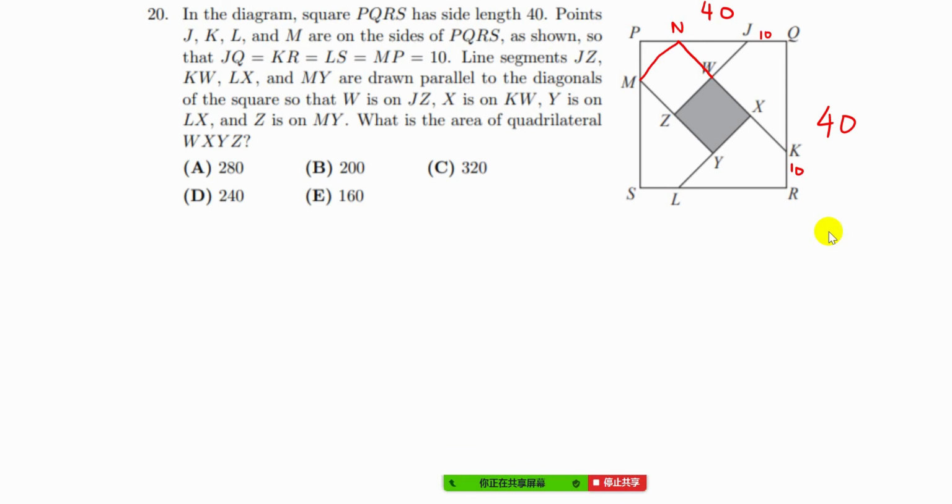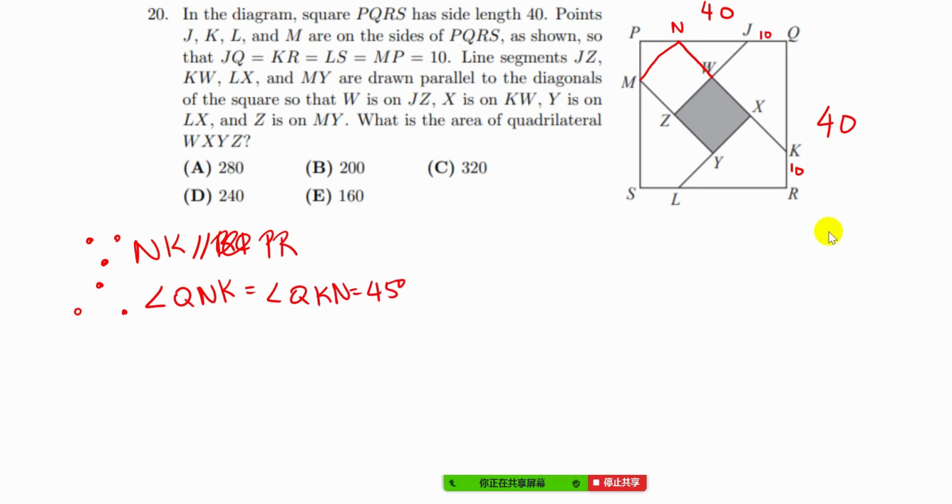And then because NK is parallel to PR, which is one of the diagonals of square PQRS, that means angle QNK equals angle QKN equals 45 degrees, because we know that the diagonal of a square, where it meets the sides, makes angles of 45 degrees.